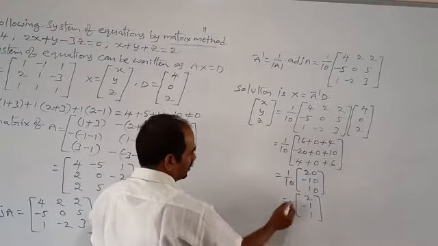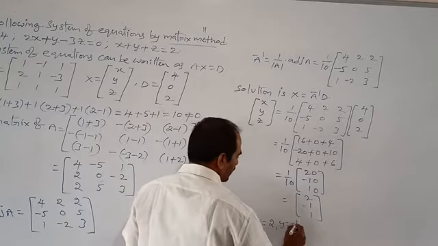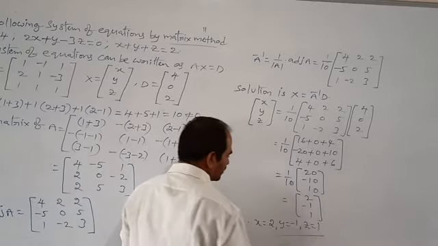So compare these two. Therefore x is equal to 2, y is equal to minus 1, z is equal to 1. This is the solution.